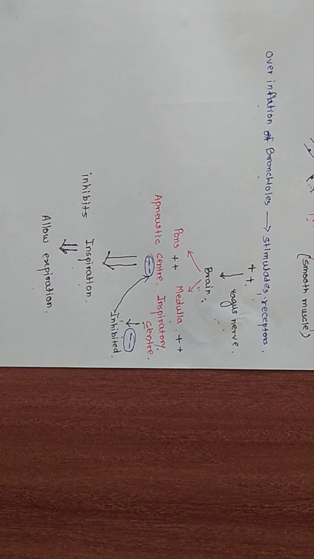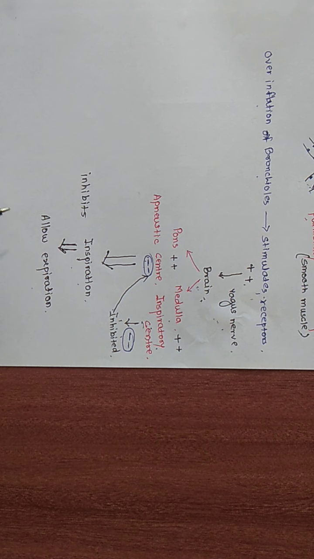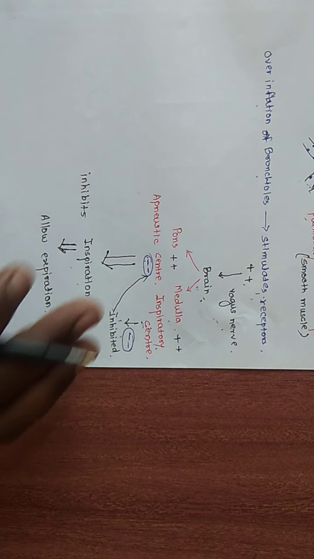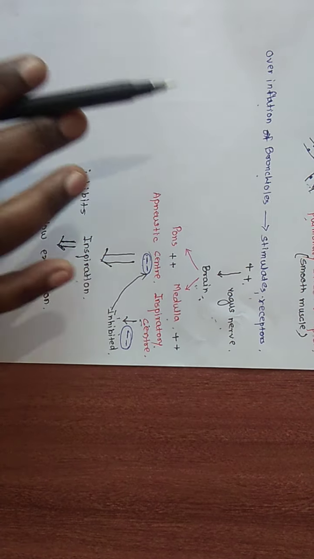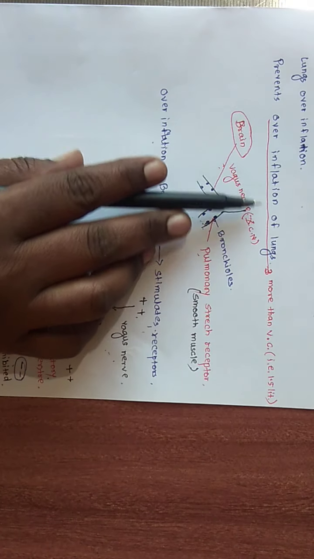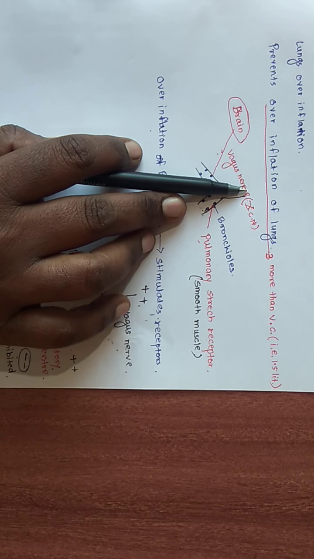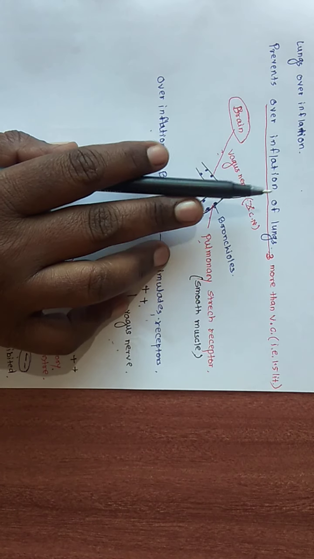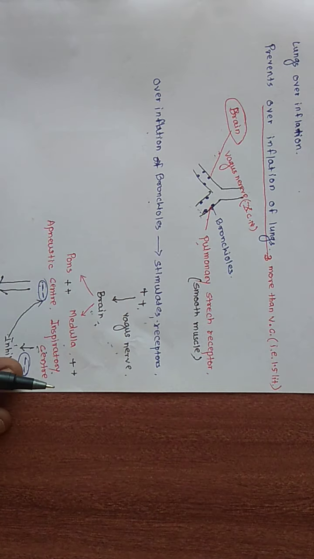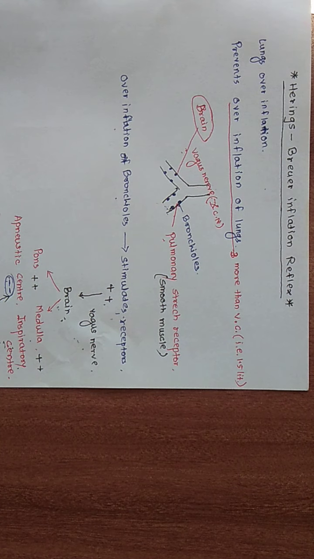So what is the role of the pneumotaxic center? Don't confuse it with the pneumotaxic center. The pneumotaxic center works during normal breathing, and this is the case where overinflation occurs in the lungs. That means during exercise and forceful inspiration, this Hering-Breuer inflation reflex works. So this is all related to the Hering-Breuer inflation reflex.